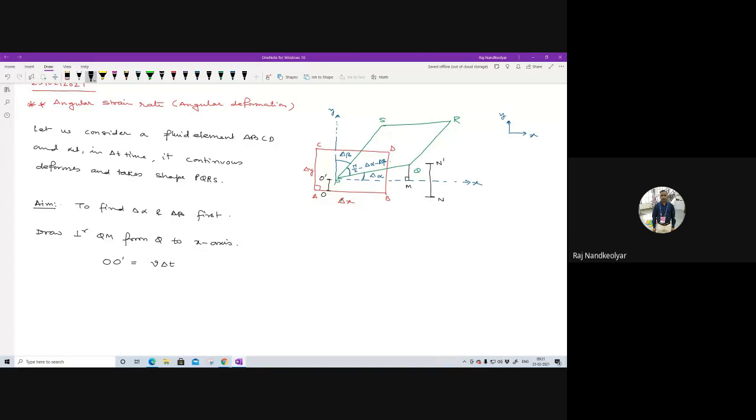And what about n prime? What is the value of this?